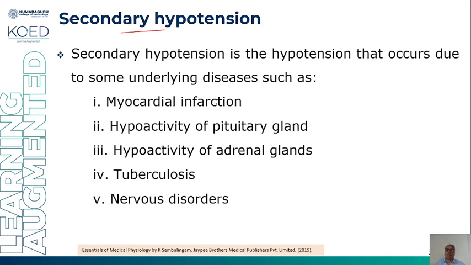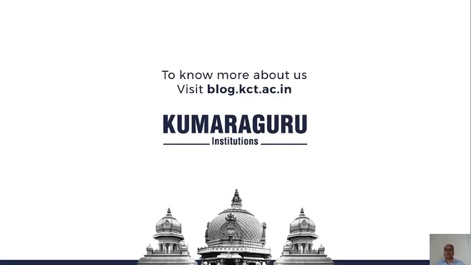What is secondary hypotension? It is due to underlying diseases, such as myocardial infarction, heart attack, hyposecretion of the pituitary gland or adrenal gland, tuberculosis, or nerve disorders. The blood pressure dips below 90 mmHg. That is secondary hypotension. When compared to hypertension, hypotension is not that important, as a huge population suffers from hypertension rather than hypotension.